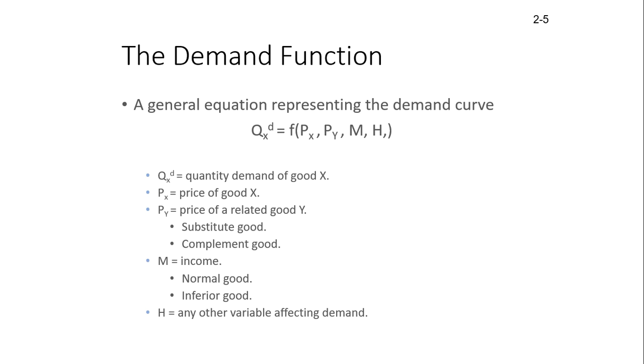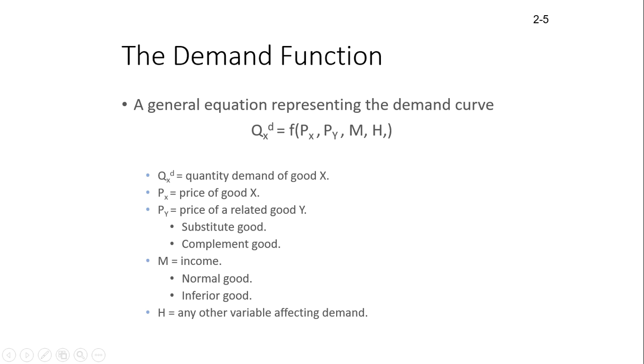Instead of writing that the demand for Coca-Cola depends on the price of Coca-Cola, it also depends on the price of Fanta, it also depends on the income that an individual has, and it also depends on any other variable that might affect demand. That statement is too long and cumbersome. What we do is we just simplify that using a demand function.